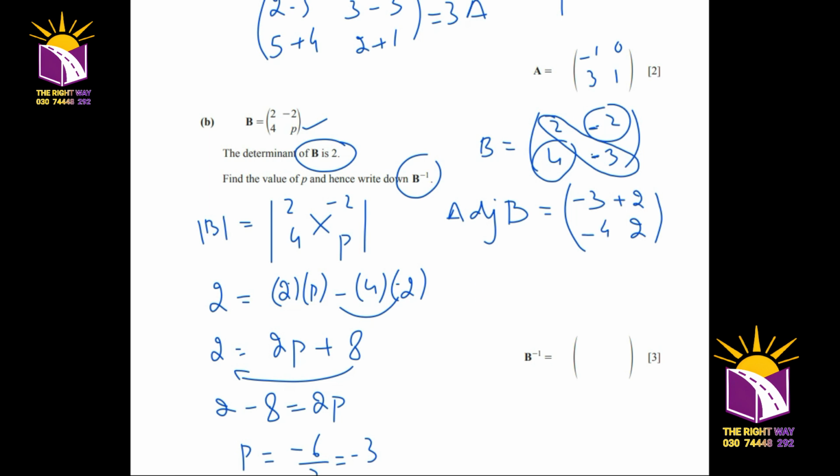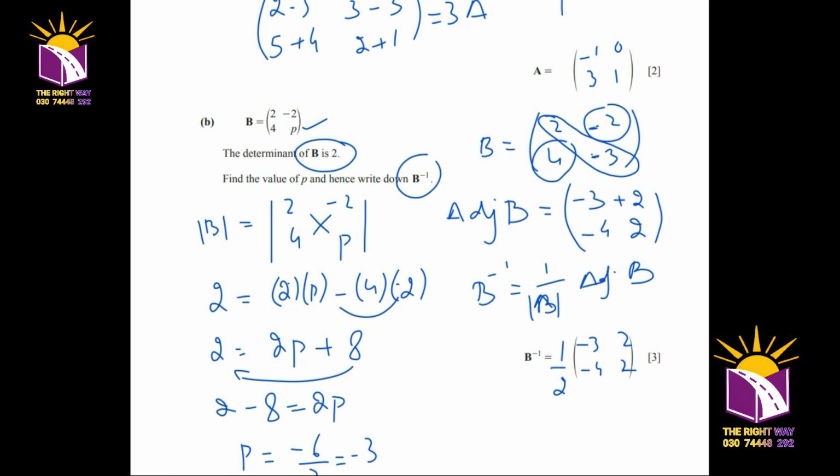And B inverse will be equal to 1 over the determinant of B into the adjoint of B. So 1 over the determinant of B is 1 over 2, because the determinant of B is 2, which is given in the question. And the adjoint of B is minus 3, 2, minus 4 and plus 2.